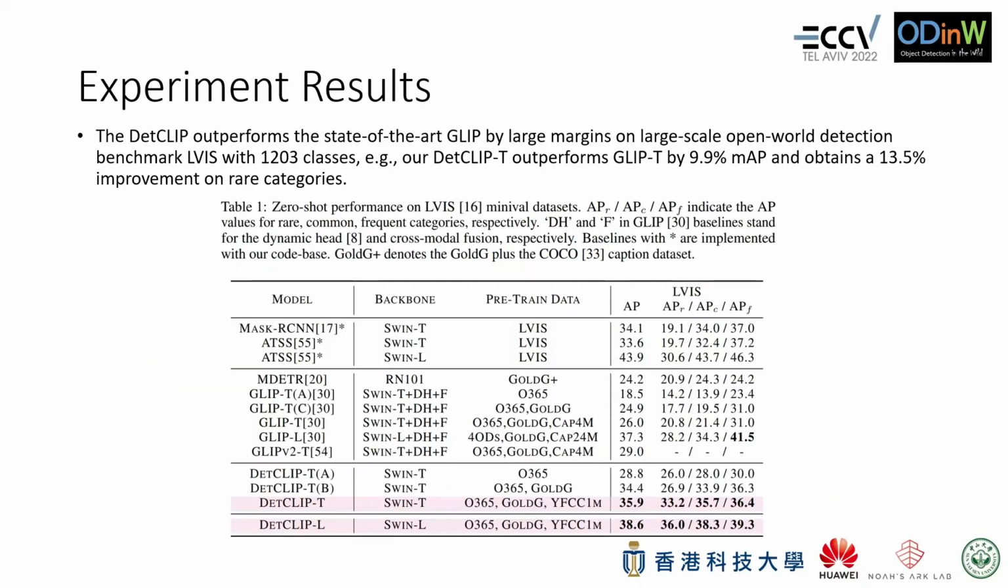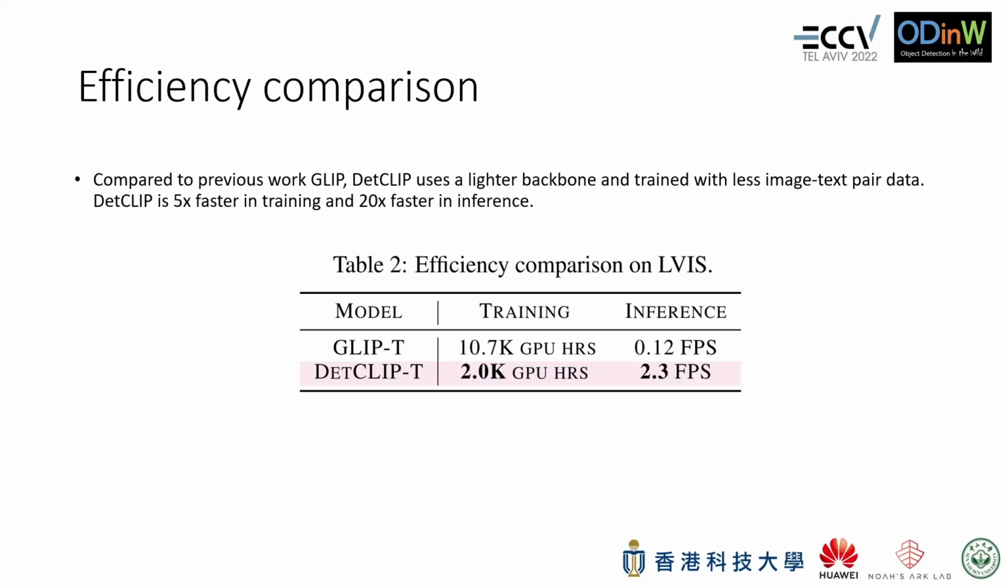For the experiment part, DetCLIP outperforms the state-of-the-art GLIP by large margins on the large-scale open world detection benchmark LVIS with 1203 classes. Our DetCLIP-T outperforms GLIP-T by 9.9% mAP and obtains a 13.5% improvement on rare categories. Compared to previous work GLIP, DetCLIP uses a lighter backbone and is trained with less image-text pair data. DetCLIP is 5 times faster in training and 20 times faster in inference.